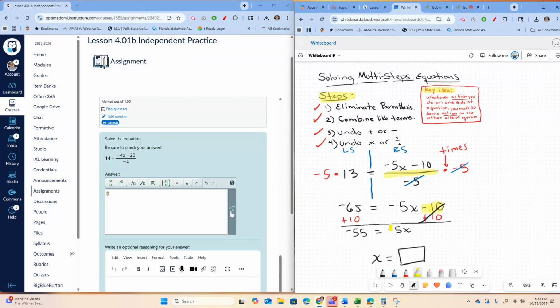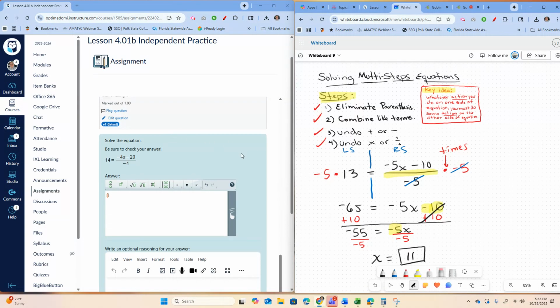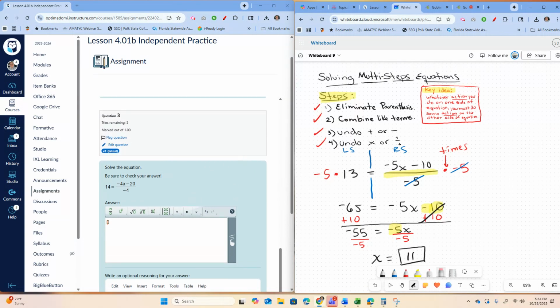This -5 here is multiplying the x. The opposite of multiplying is dividing. And I'm going to divide by -5. Whatever you do on one side, you do it in the other. And then -55 divided by -5, do it in the calculator, you're going to get positive 11. And -5x divided by -5 is really 1x. But again, we do not write the 1 in front of the x. And this is how you solve problem number 3. Okay, let's go to the next one.